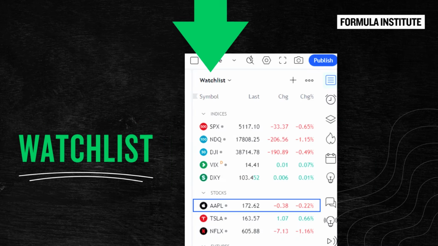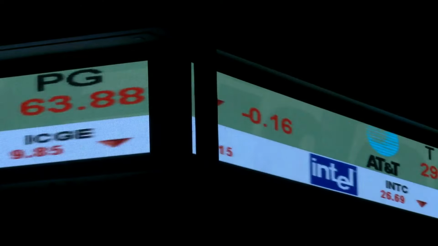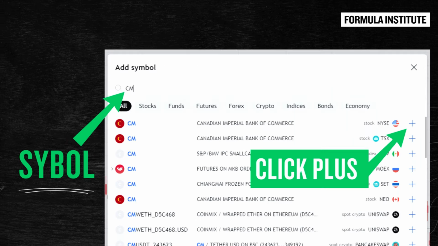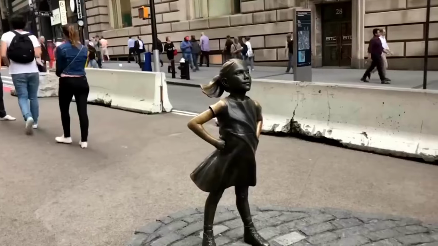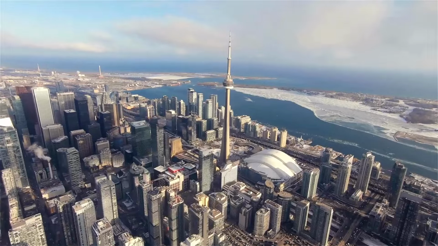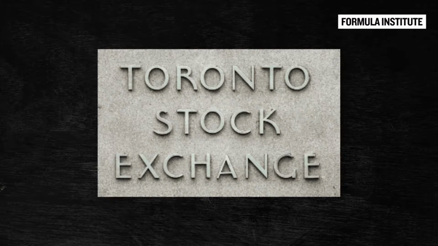There is a watch list on the right side of the page. Add an asset symbol on which you will practice this strategy by clicking the plus button after watch list. Here I have added CM, or Canadian Imperial Bank of Commerce. You can trade this stock both in the USA and Canada. In the USA, it is offered through the New York Stock Exchange, and in Canada through the Toronto Stock Exchange.